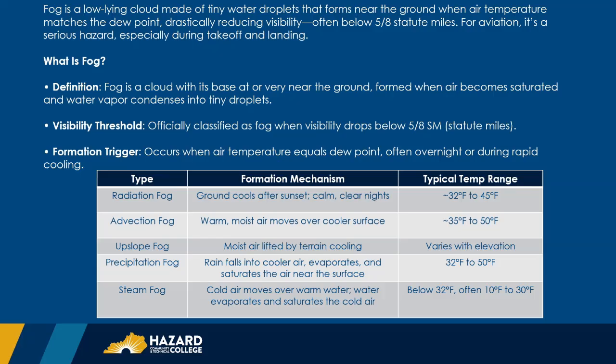Radiation fog is when the ground cools after sunset on a calm, clear night. Advection fog is when warm, moist air moves over a cooler surface. Upslope fog is moist air lifted by terrain and cooled. Precipitation fog is when rain falls into cooler air, evaporates, and saturates the air near the surface. Steam fog is when cold air moves over warm water. Water evaporates and saturates the cold air.